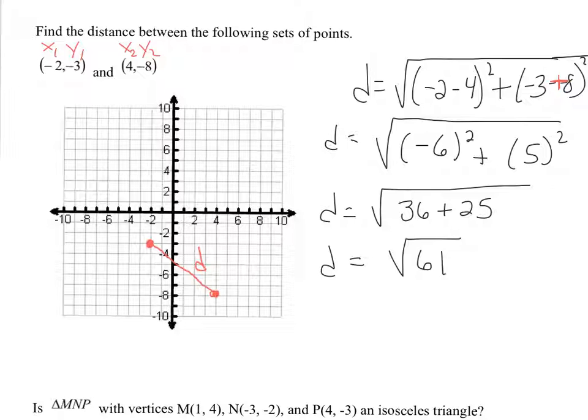We could try to simplify that, but it doesn't simplify because 61 doesn't break down. Its approximate distance would be about 7.81 units. So there's about 7 units, almost 8 units of distance between these 2 points.